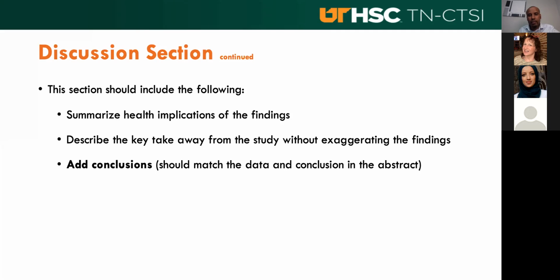And summarize the health implications of your findings. What are the implications of your findings? What does it add to the existing knowledge? Describe the key takeaway from the study without exaggerating the findings and based on your data. And add conclusions. The conclusion in the discussion section should also match the conclusion in the abstract section.